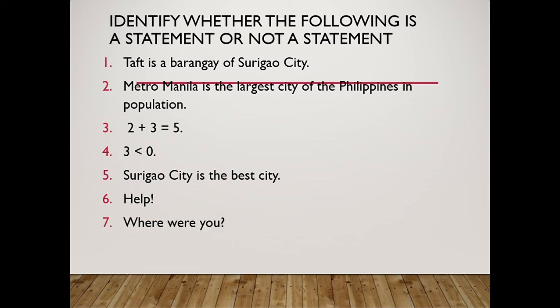Number 7: Where were you? Not a statement because this is not a declarative but an interrogative sentence. Number 8: The rain in Kabadbaran. Not a statement because this is not a sentence. This is a phrase. This is only a phrase.